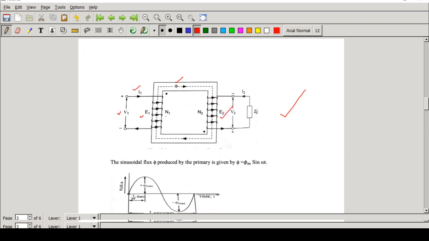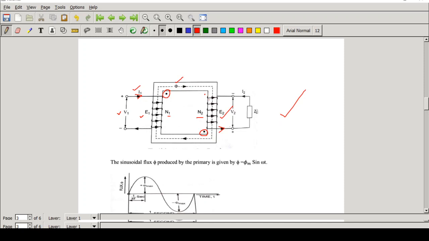N1 and N2 you know, that is the number of turns in the primary and the number of turns in the secondary. Now another very important thing here, you can see a dot here, which means the current is entering at this point. And again you can see a dot here, that means current is leaving at this point. It is based on how you arrange the winding. If a dot is coming here, that means current will be entering from this point.